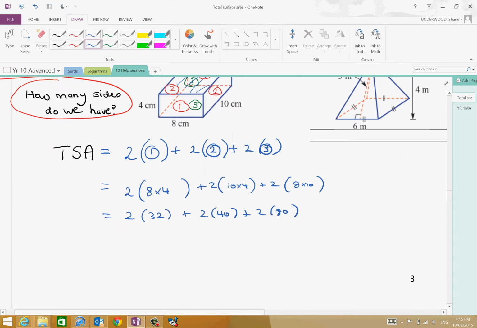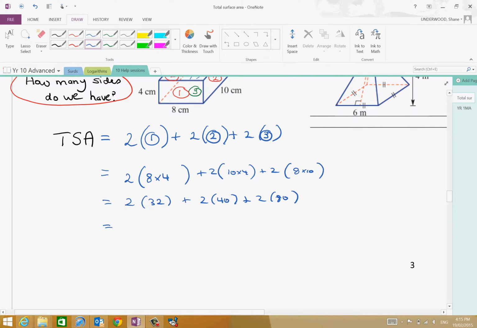Remember that we're in area now, so we're looking at centimetres squared. So that's going to be 64 plus 80 plus 160, which is equal to 304, and you wouldn't get your full marks until you have our unit, which is centimetres squared.